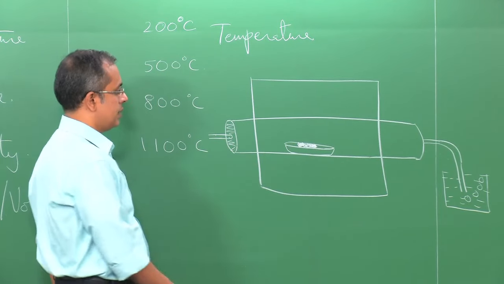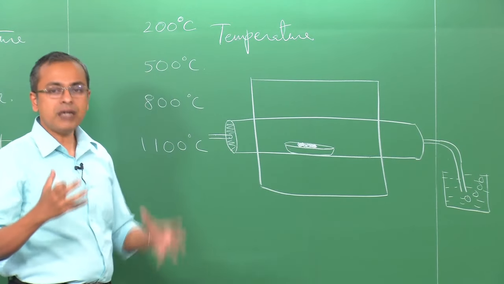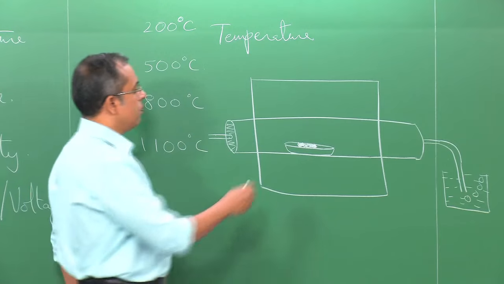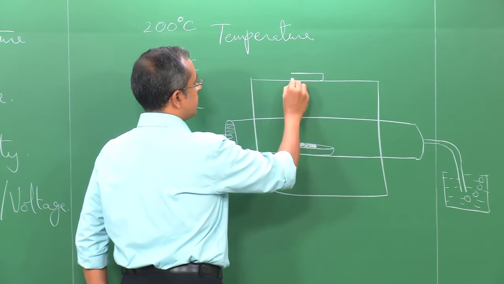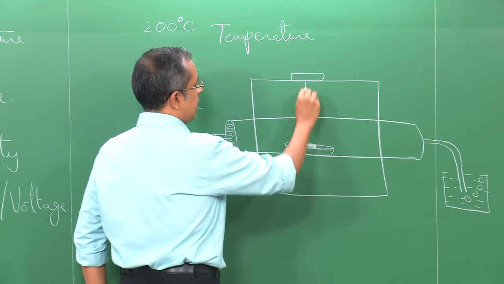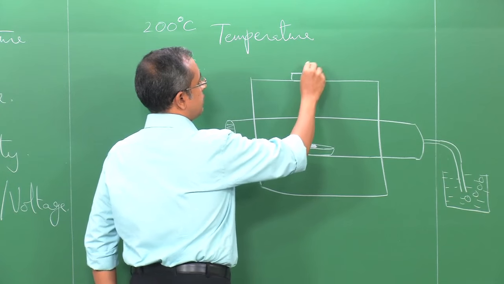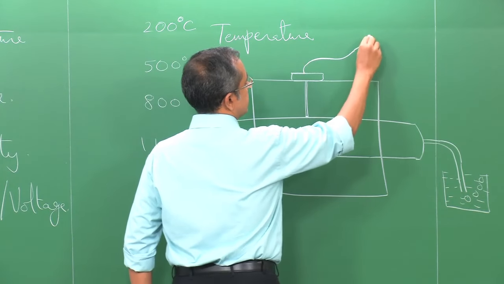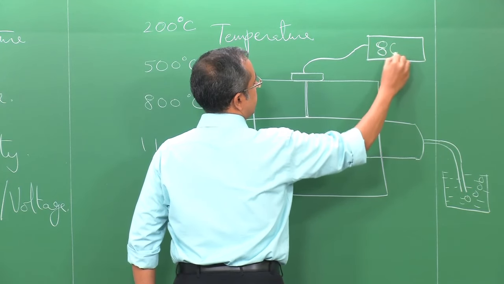So, you have heating elements. What normally happens is that the manufacturer of this furnace will provide you with a thermocouple which will be somewhere here, which will enter from somewhere here, and it will come in contact with the tube here, and from this you will have a display, and let us say it is now showing you 800 degrees C.